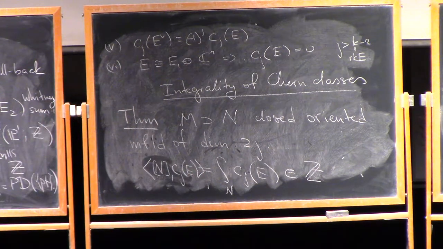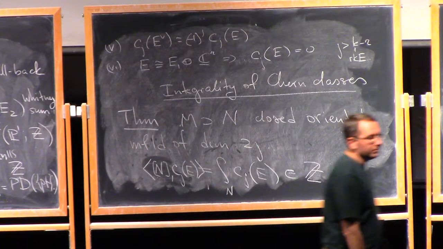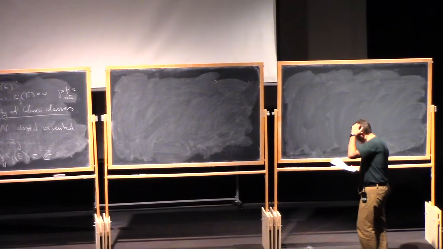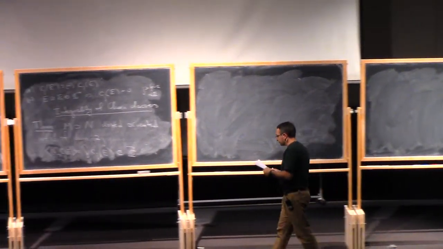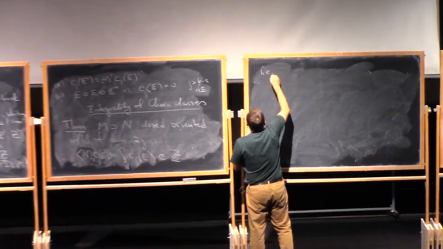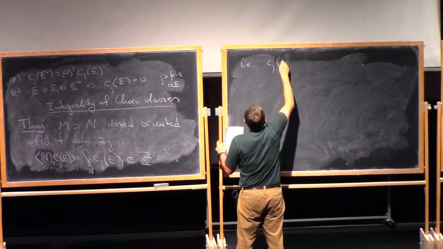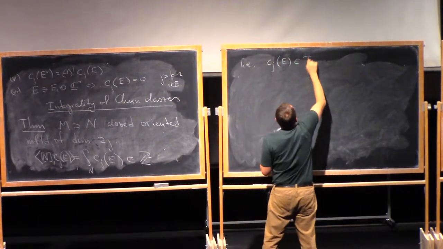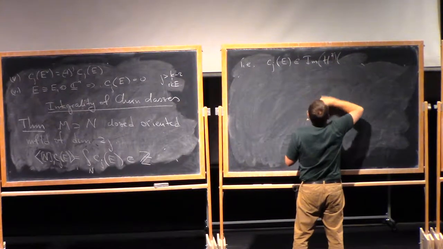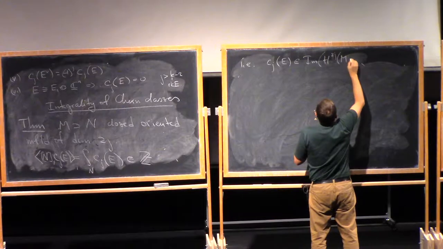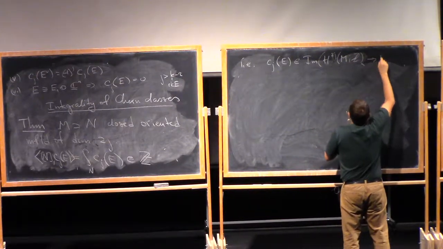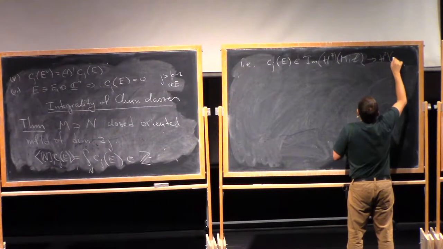Now, this is quite a striking property if you start from the definitions that I have chosen for defining Chern classes. In other words, what this tells us is that the jth Chern class of E is in the image of the integral cohomology of M inside the real cohomology.